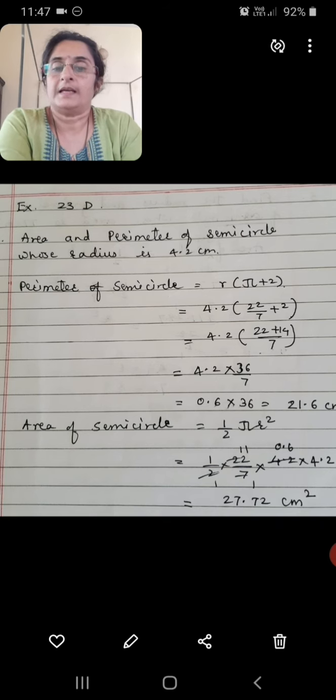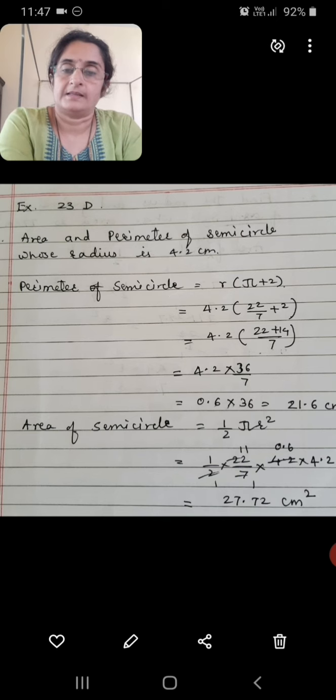To find out the area of the semicircle, half pi r square. Half into pi value 22 upon 7 into 4.2 into 4.2, you will get 27.72 centimeter square. That is the area of the semicircle.